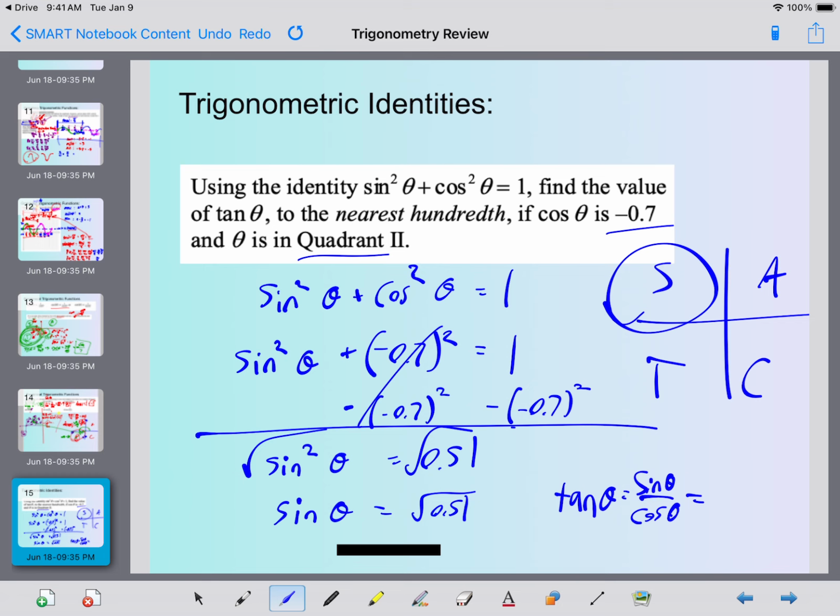If you guys hear my dog snoring, it's because I put her to sleep with the math.